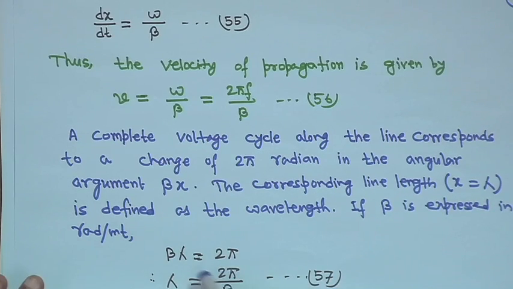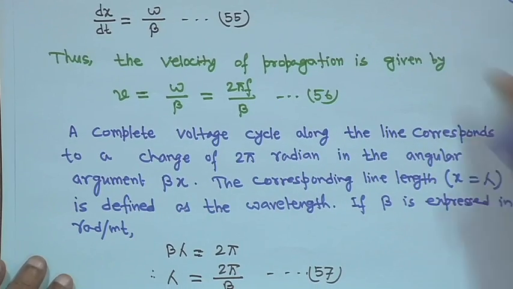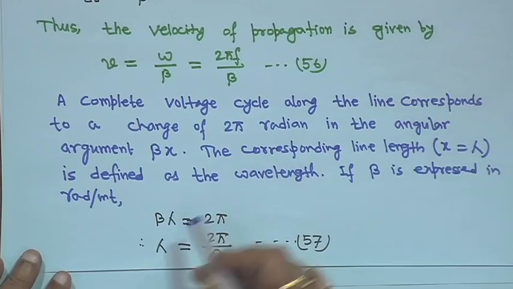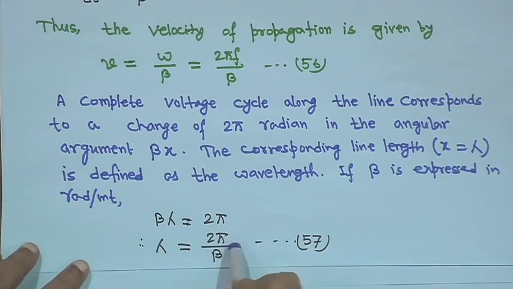That means if beta x is equal to 2 pi, then x is equal to lambda. So, that is why here we are putting that when x is equal to lambda, beta lambda is equal to 2 pi. So, wavelength lambda is equal to 2 pi by beta.